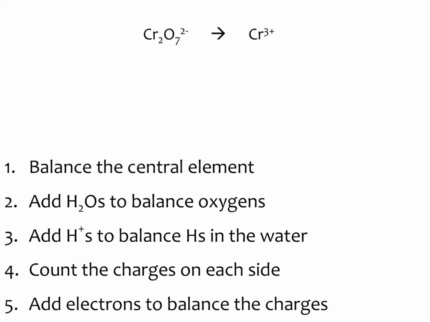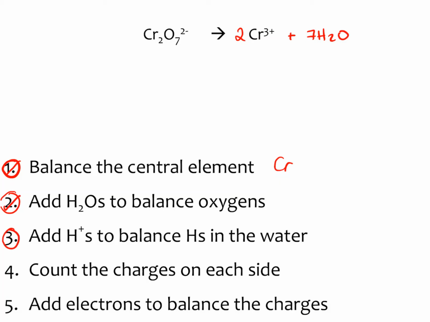So, first of all, balance the central element. Now our central element in this one is chromium. We have 2 chromiums on the left-hand side. We need to make sure that we have 2 chromiums on the right. That's step 1 done. Step 2, add waters to balance the oxygens. Well, we can see we have 7 oxygens on the left-hand side. We need 7 on the right, so we add 7 H2Os to give us those 7 oxygens on both sides.